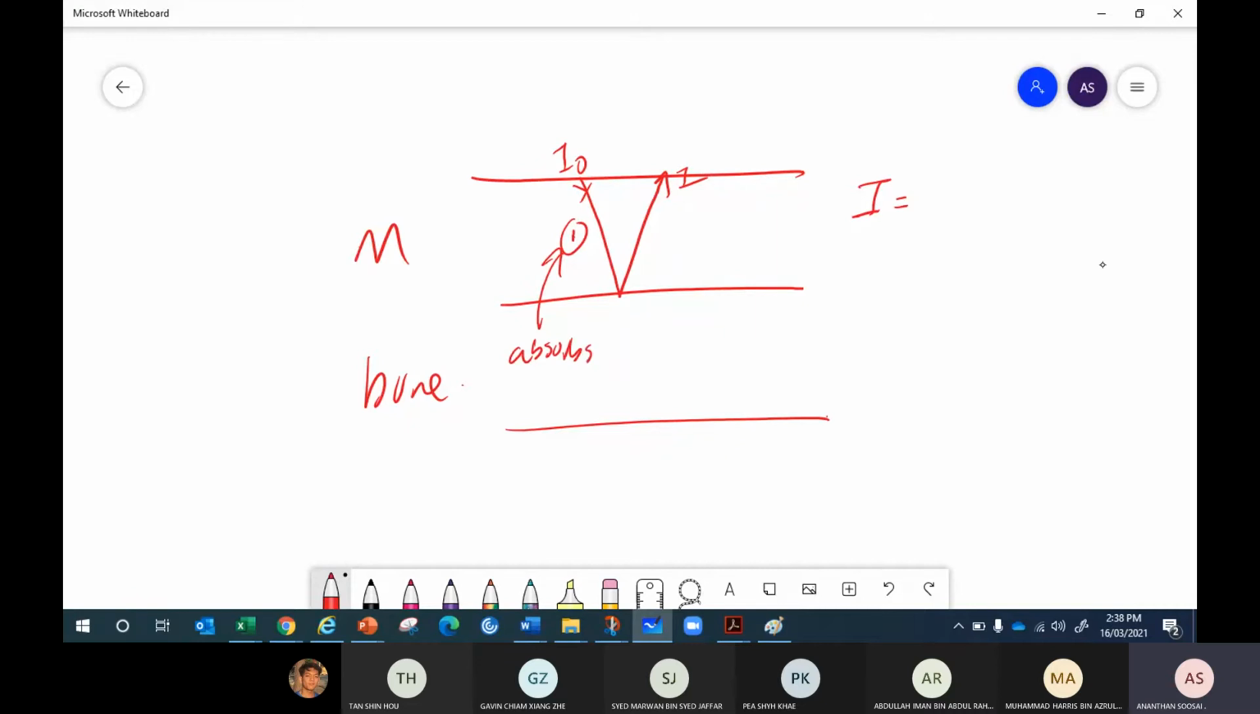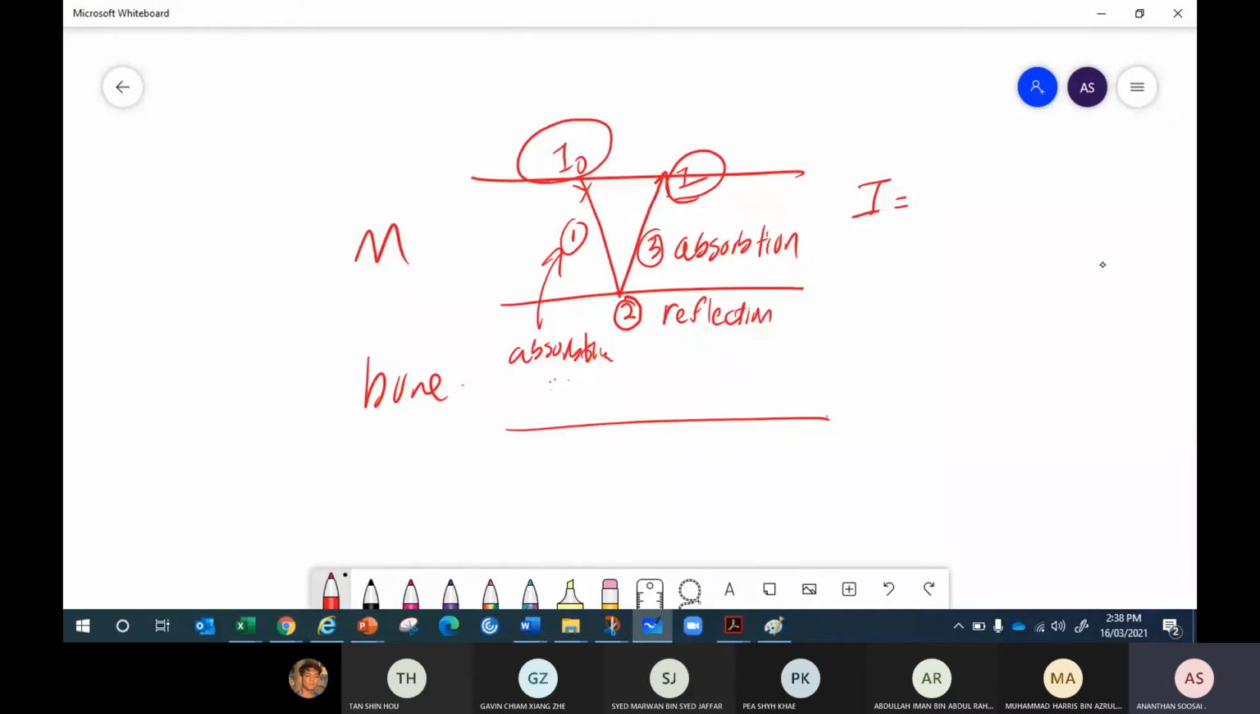Absorption happened. I naught when going to one, absorption happened. Then at two, what happened? Reflection happened, partially reflected. And at three, what happened again? It goes up, again absorption happened. Okay, I tell you the shortcut. The I here and the I here are related to I naught. How many times absorption? 2 times absorption.